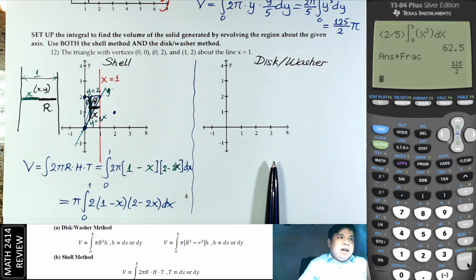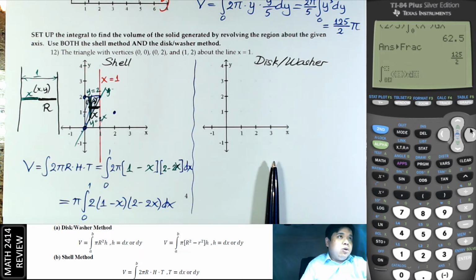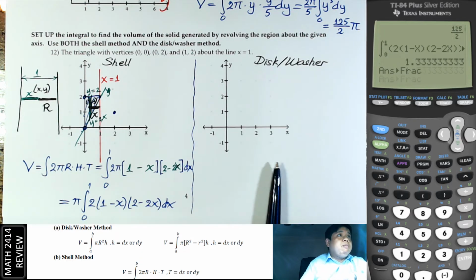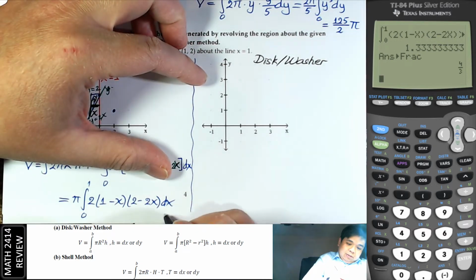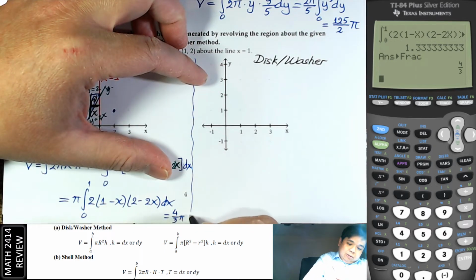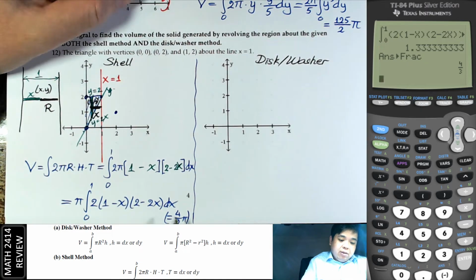Just get a calculator and find the value of the integral from 0 to 1 of 2, 1 minus x, 2 minus 2x dx. We have the limits. Yep, we have the limits. That gives 4 over 3 pi. This problem did not ask for the values, but we find it anyway.